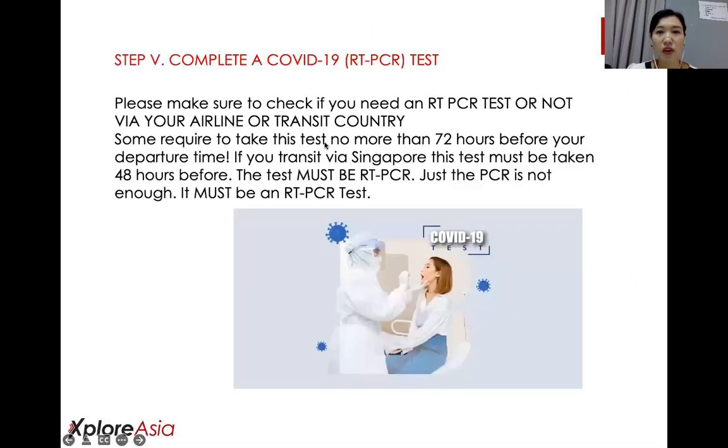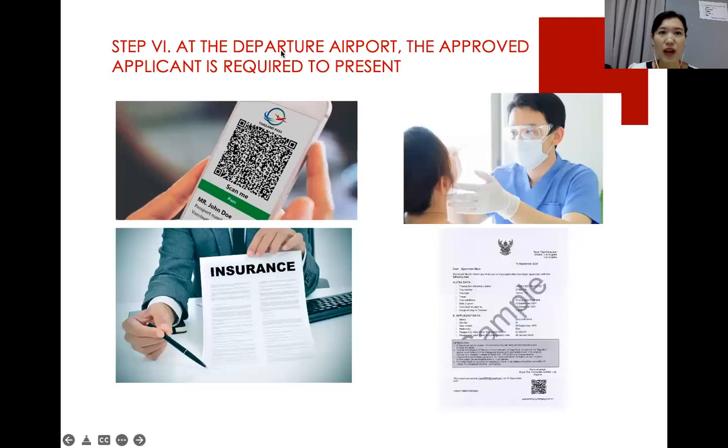And then before you fly, please check with the airline and also the country that you lay over. They might ask you to have the RT-PCR test 72 hours before you fly. But for Thailand, we don't require that. And when you are at the departure airport, you have to present Thailand pass, insurance, the visa, and sometimes the RT-PCR test.